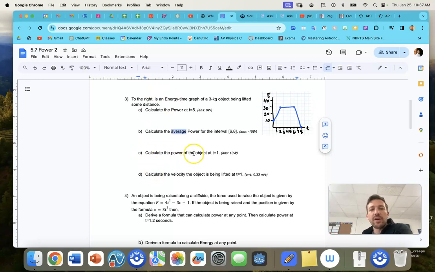Calculate the power of the object at t equals 1, okay? Calculate the velocity the object has, or is being lifted, at t equals 1. Okay, the velocity that the object's being lifted at. So if you're messing around with that, just remember power is equal to force times velocity, right?